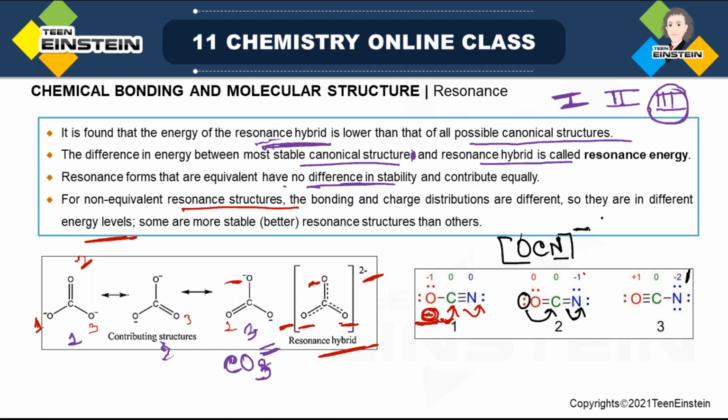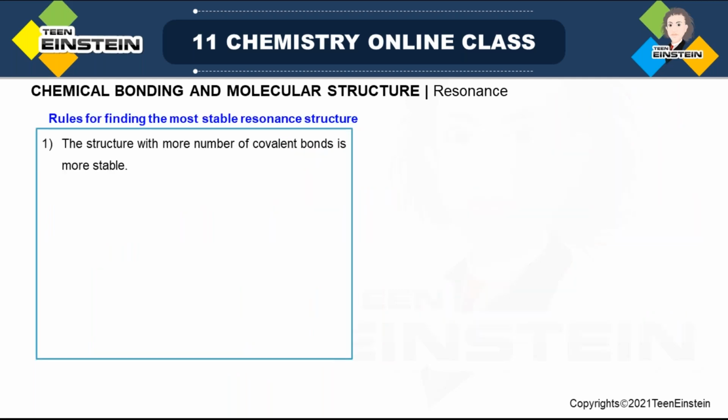So for non-equivalent resonance structures, some are more stable, some are less stable. So how to decide which structure? As you can see here, for OCN you have 3 types of structure. So how to know which structure you should give more priority, or you can say which structure will have maximum contribution to the hybrid? Okay, so to decide that, next we have to learn some rules for finding the most stable resonance structure.